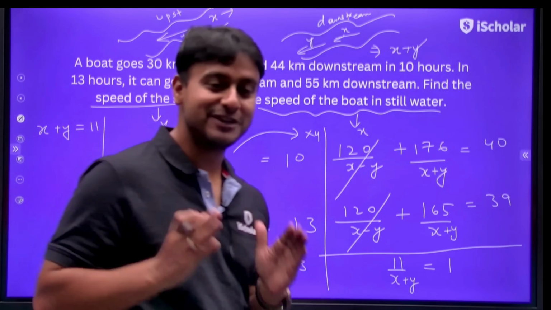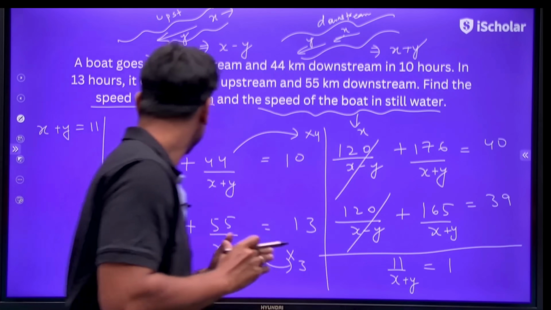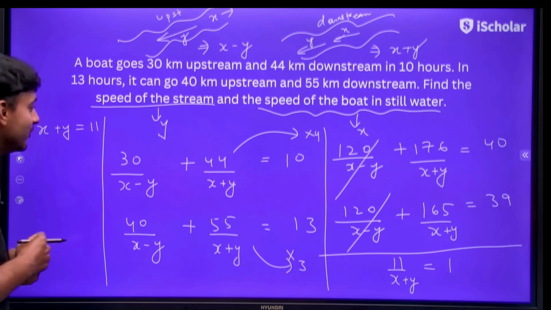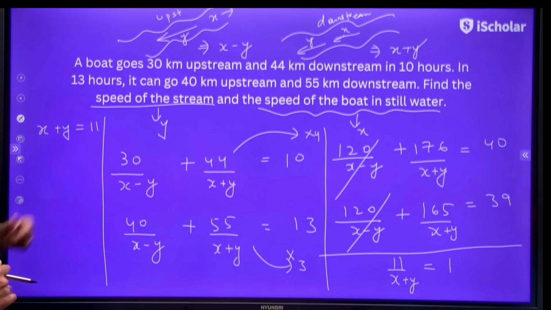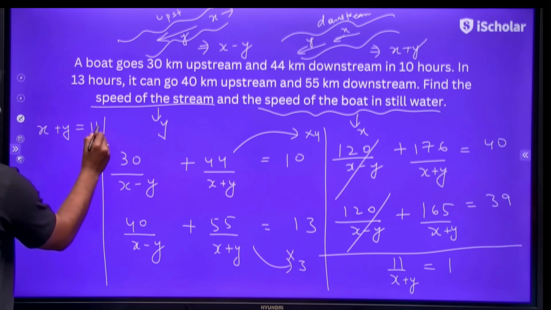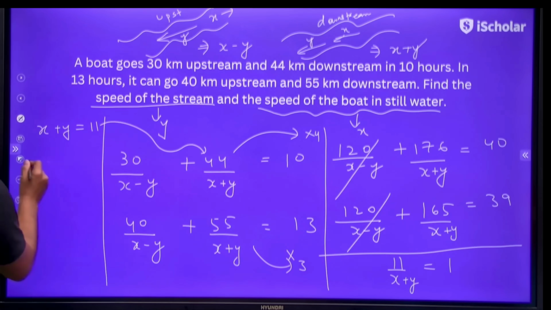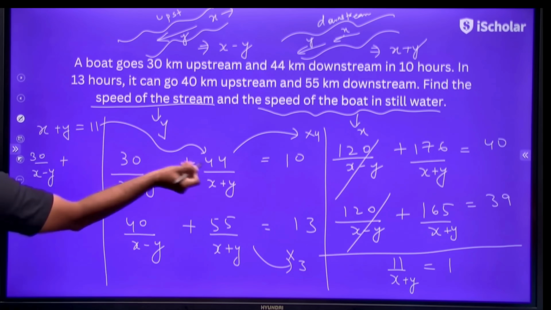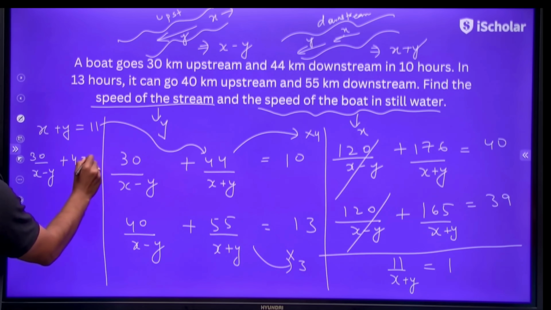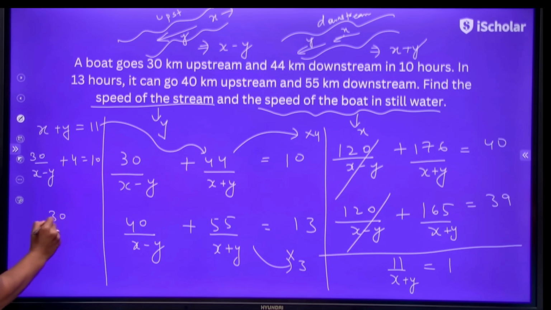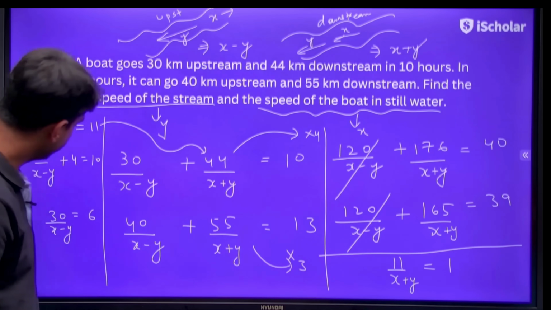The picture is not yet over, my friend. The question is not yet over. So we need x minus y as well. If I put x plus y in this equation, I'll get 30 upon x minus y plus 44 by 11, that is 4, is equal to 10. So I'll get 30 upon x minus y is equal to 6, correct?